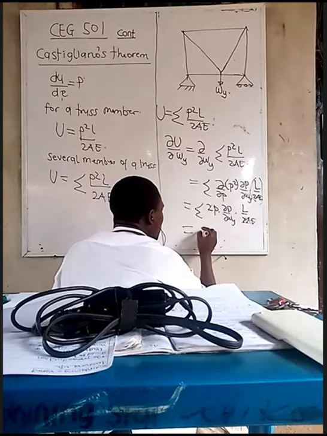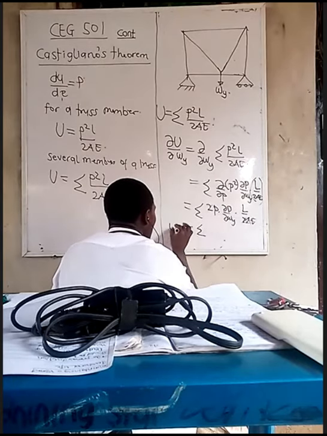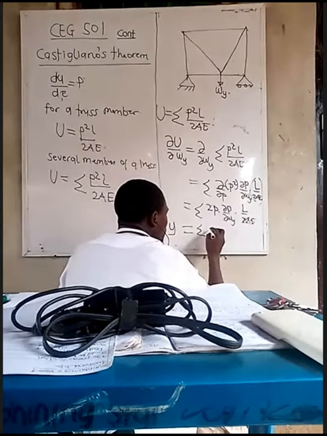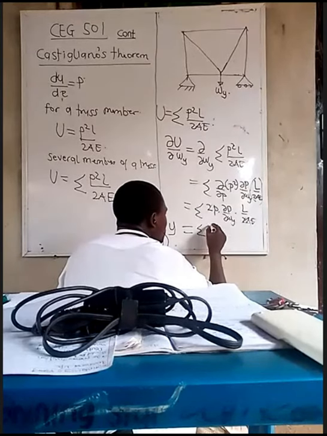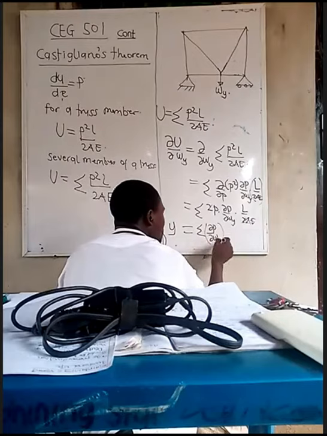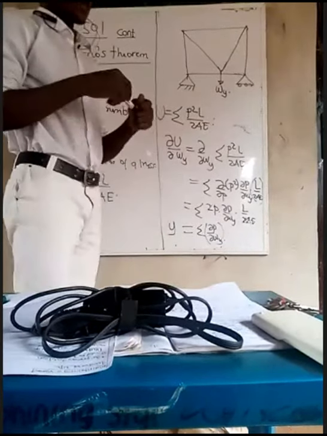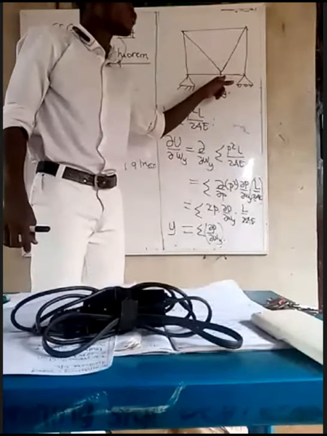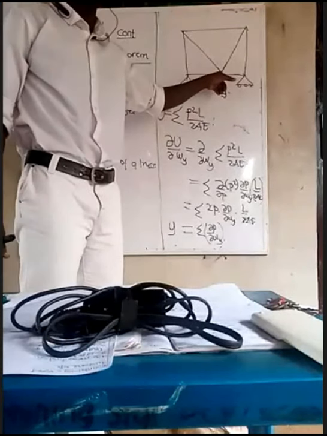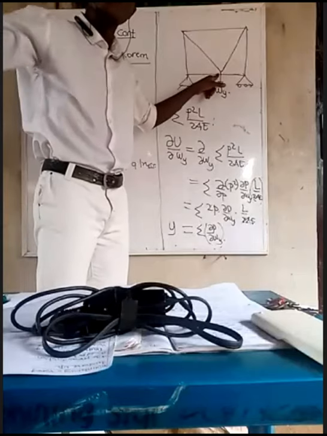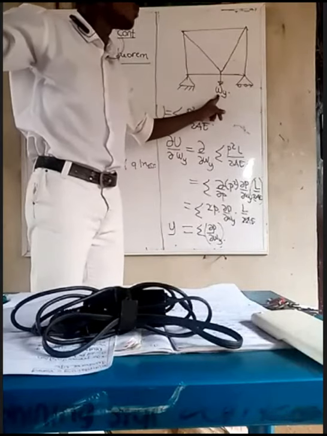So we have the summation, our deflection is equal to the summation of P times dP/dWy, where Wy is the virtual force. Now, it's very possible that there is a force already acting here. If there was a force already acting here, remove that force and put the Wy there.